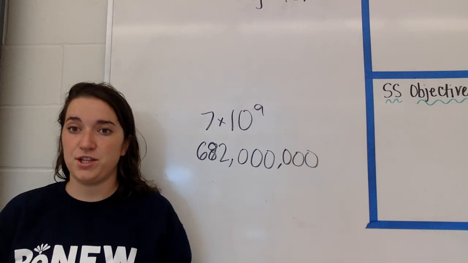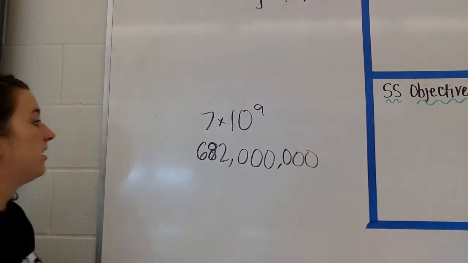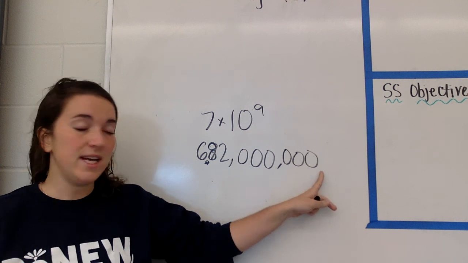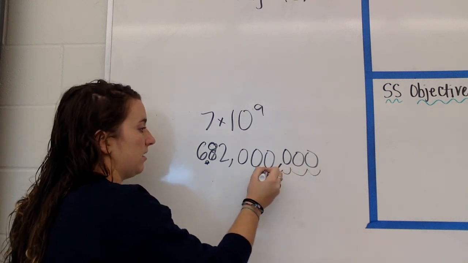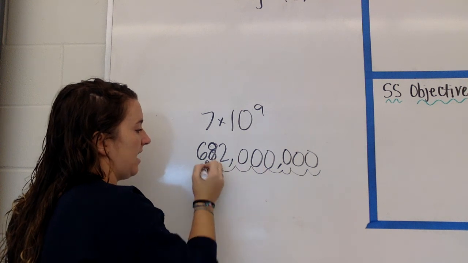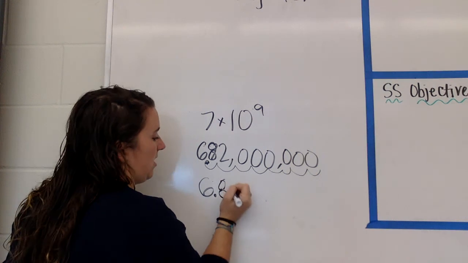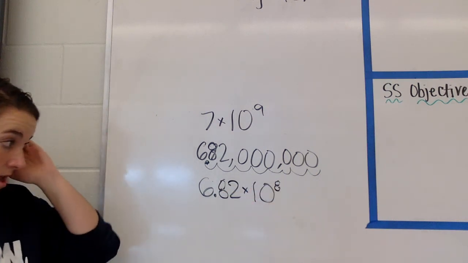And the first thing I'm going to do is convert this into scientific notation. Where does my decimal need to go? Right between the 6 and the 8. How many times did I need to move it to get there? 1, 2, 3, 4, 5, 6, 7, 8. So this will be 6 and 82 hundredths times 10 to the 8th power.